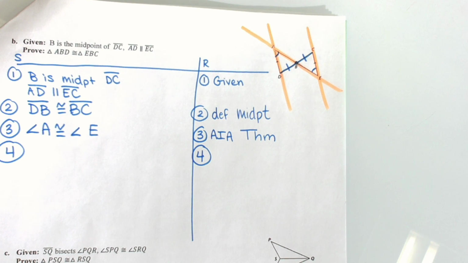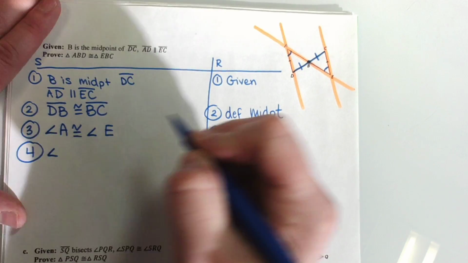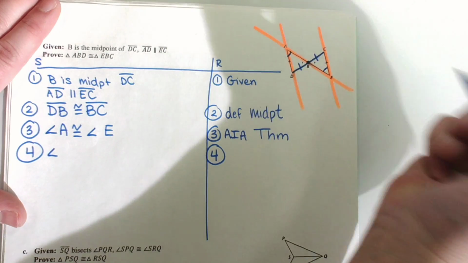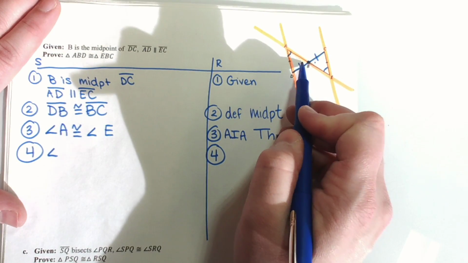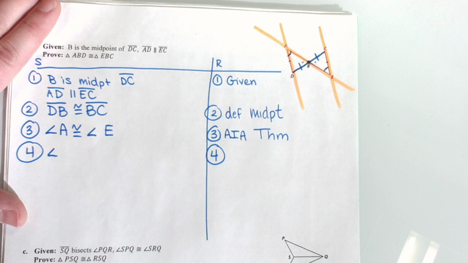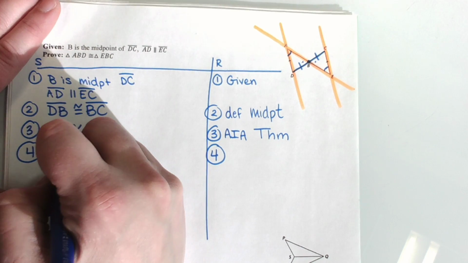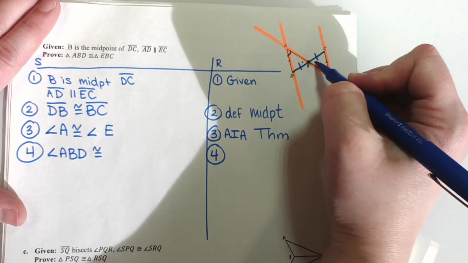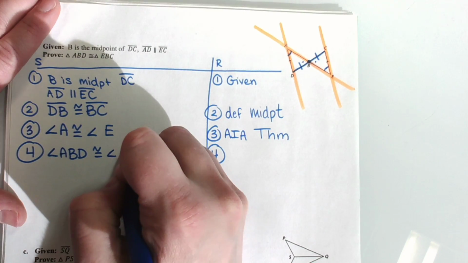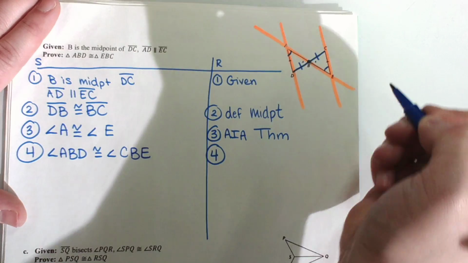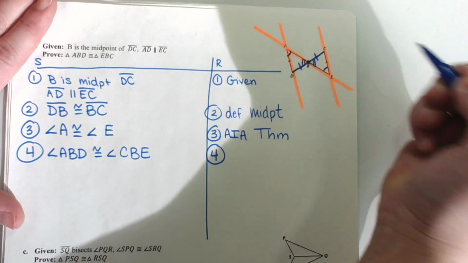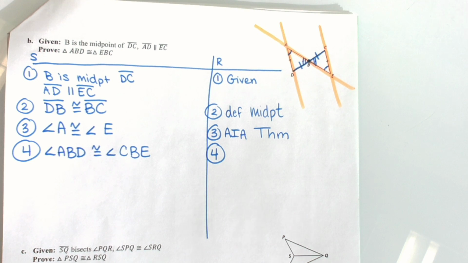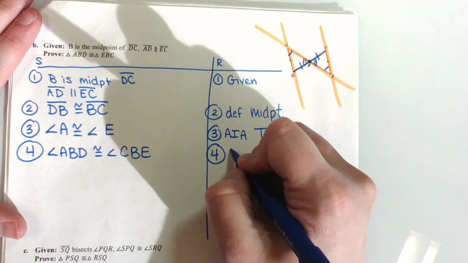Trevor mentioned he saw vertical angles earlier. Can we use that? Yup. That angle and that angle are vertical angles. What is the name of this angle? ABD is congruent to CBE. Don't forget the angle symbol. I mark the congruence in the picture once I have it in the proof. That was vertical angle theorem.